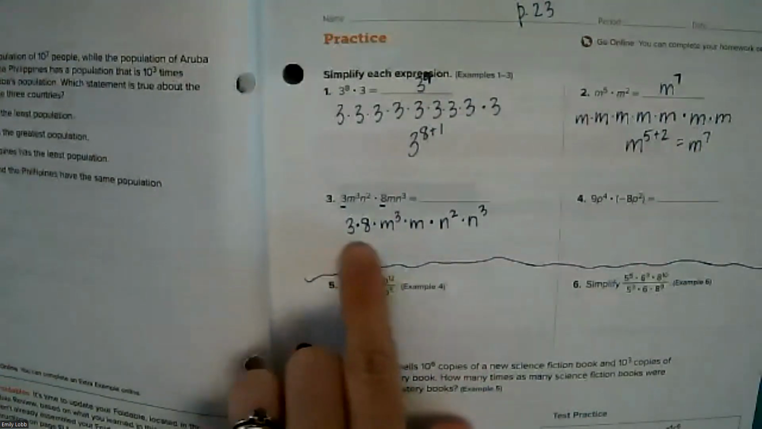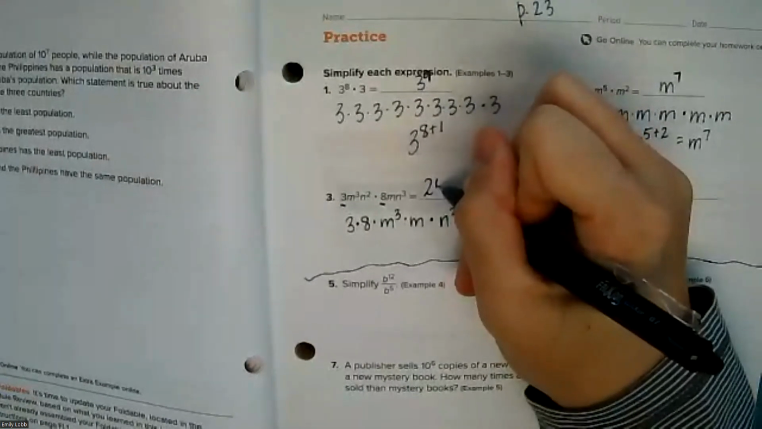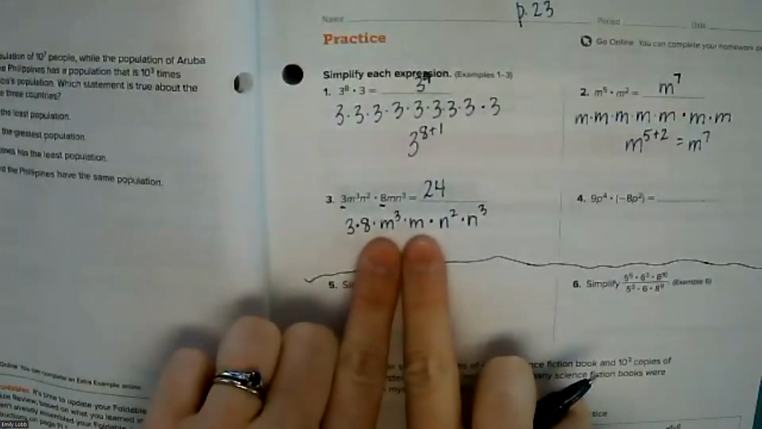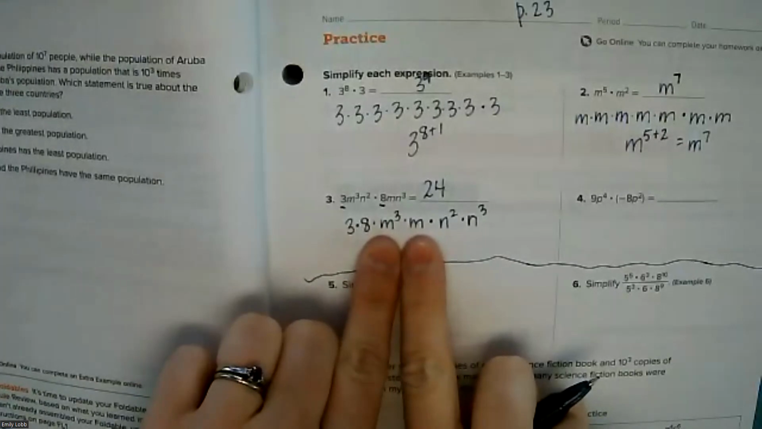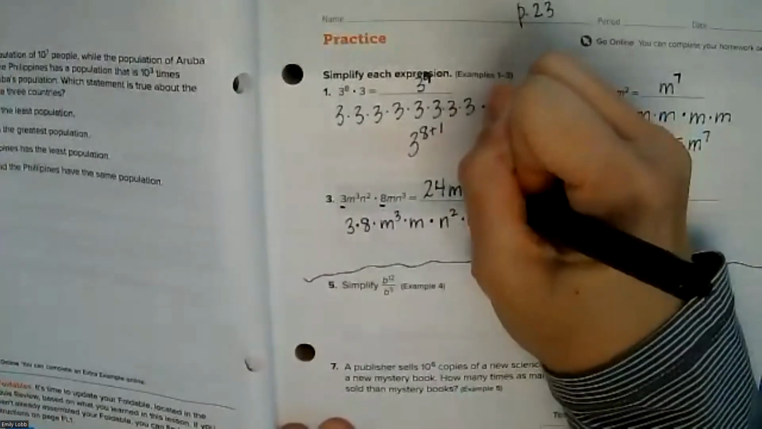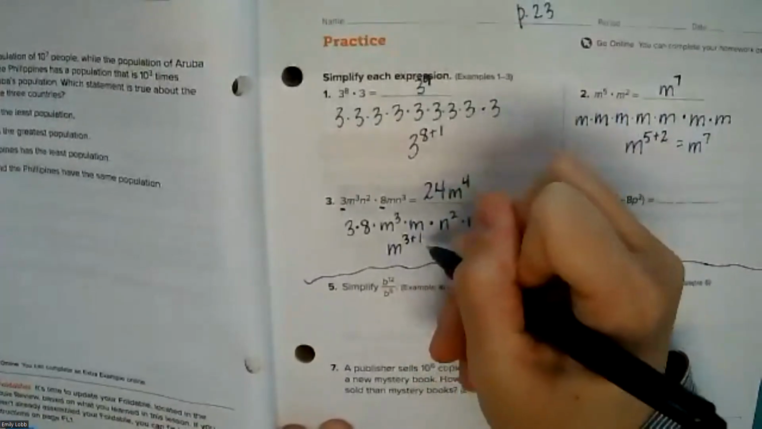What is 3 times 8? 24. Yeah. So our new coefficient is 24. That's as simplified as our coefficient gets. What about our factor of m? How many m's do we have? We have 3 here plus another 1. So how many total? 4. So I'm going to write m as my base raised to the 4th power. So this was m to the 3 plus 1.